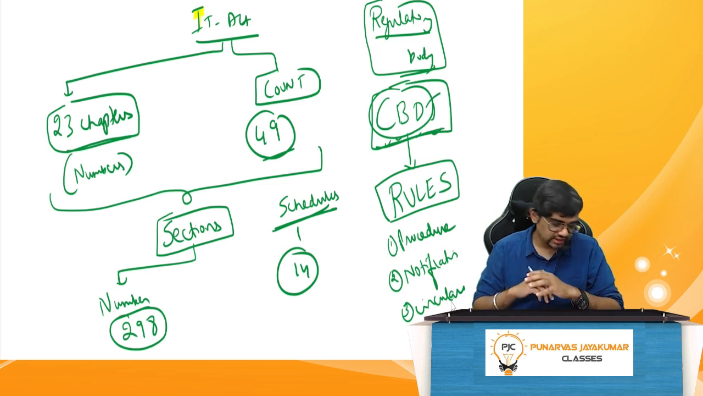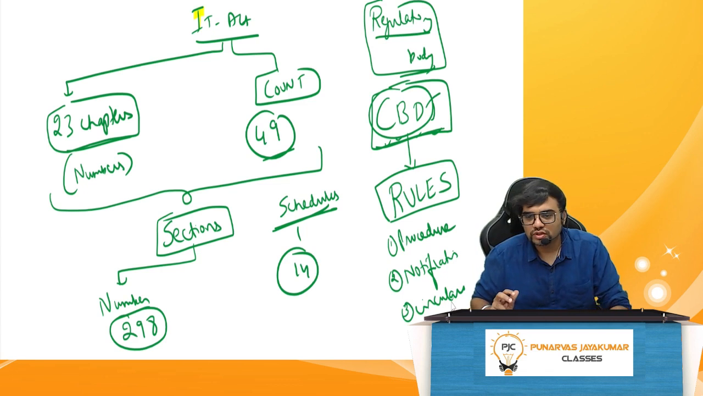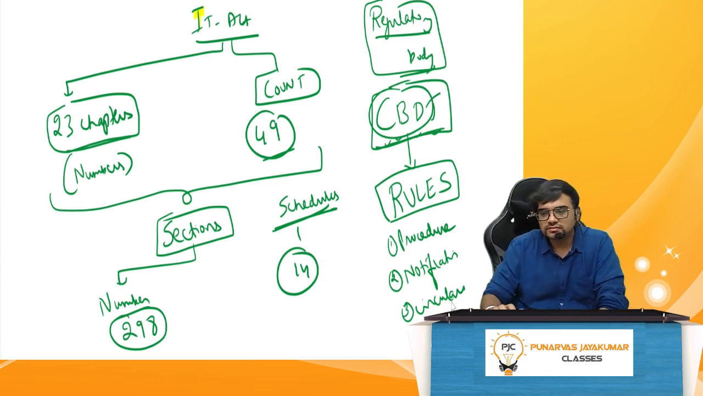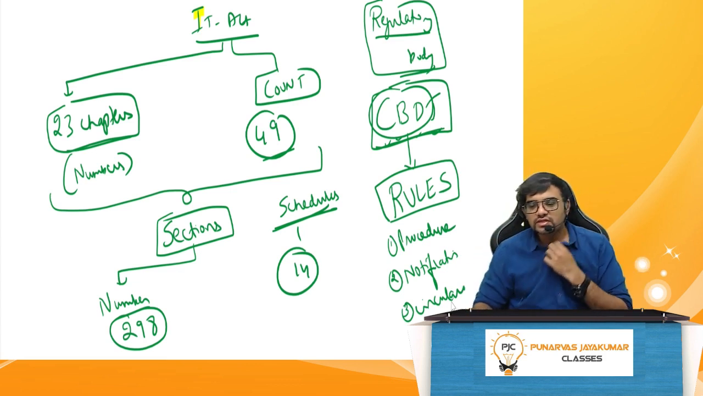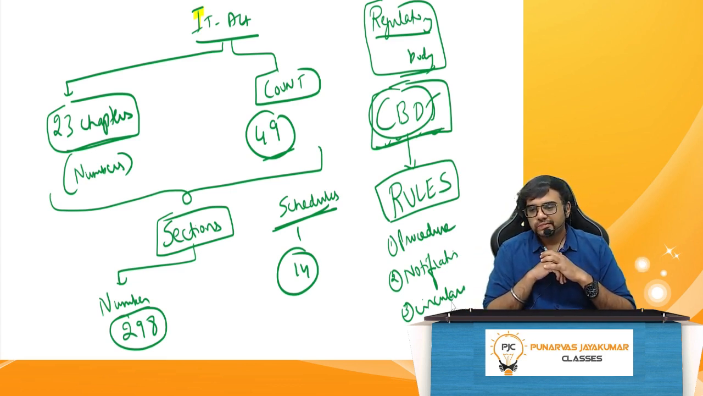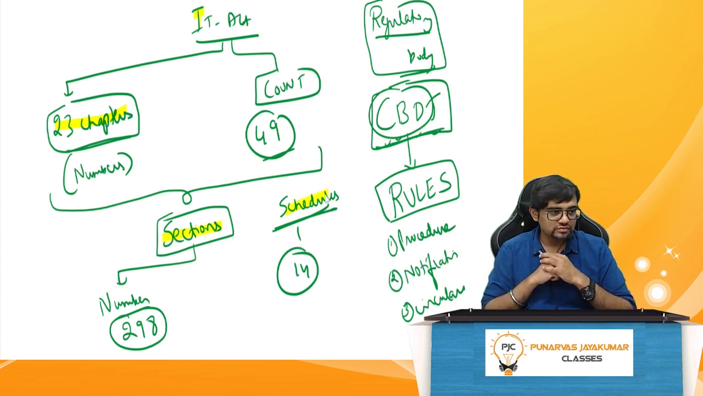Now, one question that I asked you yesterday: who is the lawmaker? The lawmaker is the government. Now, the government will make the law through CBDT only, obviously. The question here is, are these rules part of the law? See, guys, in the Bare Act, chapters are part of the entire act. Sections are part of the entire act. Schedules are also part of the law. What about rules? Are rules part of the entire law, or are they just guidelines?